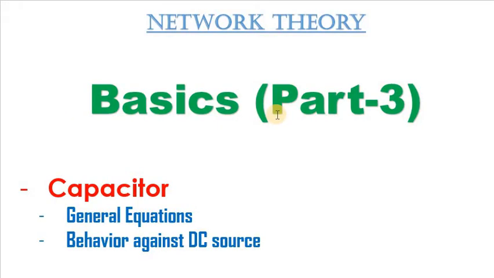So in the series of basics of network theory, this is the third part in which I'm going to talk about capacitors, which is the third circuit element that we're going to cover today, and in which I'll first talk about some general equations related to capacitor, and then we'll also see how a capacitor behaves whenever it is connected across a DC source. The format of this lecture is going to be similar to what we saw in the previous one, which was related to inductors. All right, so let's begin today's lecture.